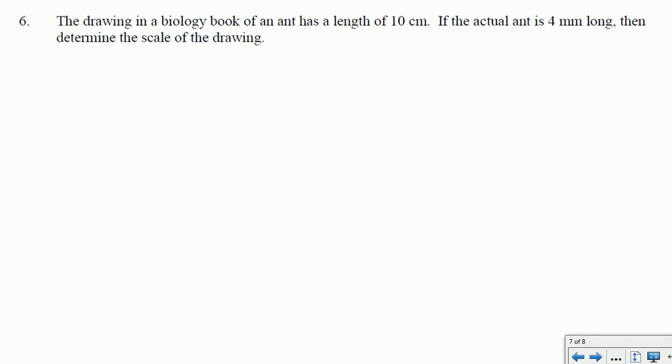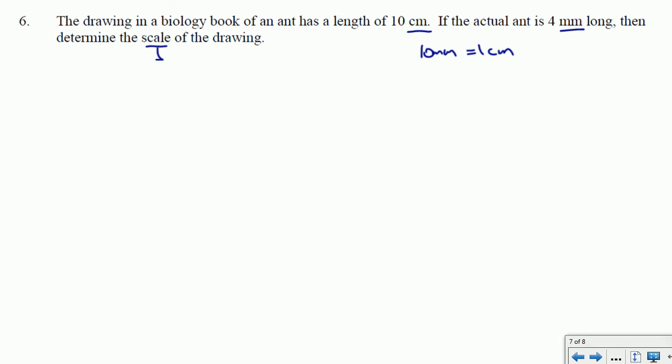In this last question we'll go over together today, the drawing in a biology book of an ant has a length of 10 centimeters, and we need to determine the scale of the drawing if the actual ant is 4 millimeters long. So at the moment it's a little bit difficult to make a direct comparison because we have centimeters on one hand and millimeters on the other. So it would be helpful to know first that there are 10 millimeters in 1 centimeter, and you can confirm that by looking at a ruler.